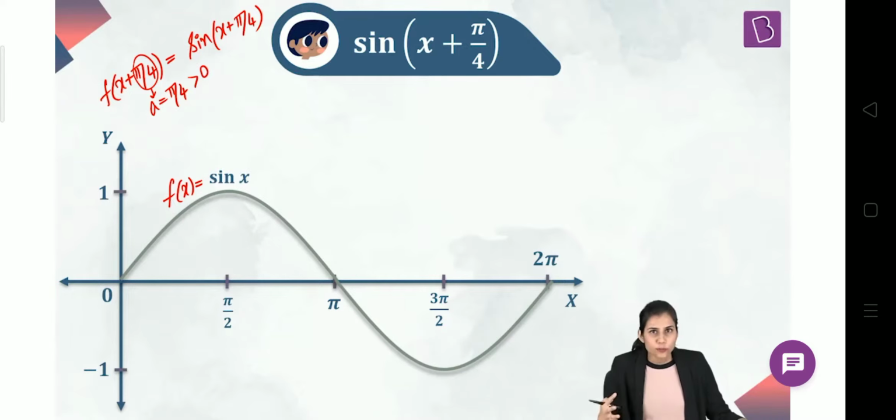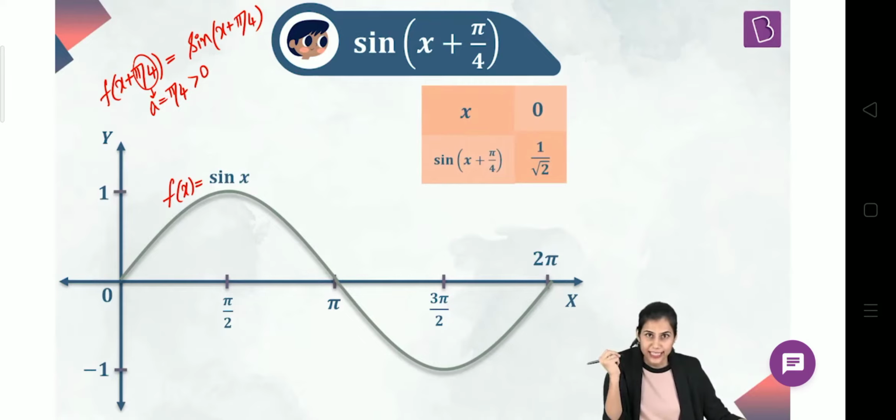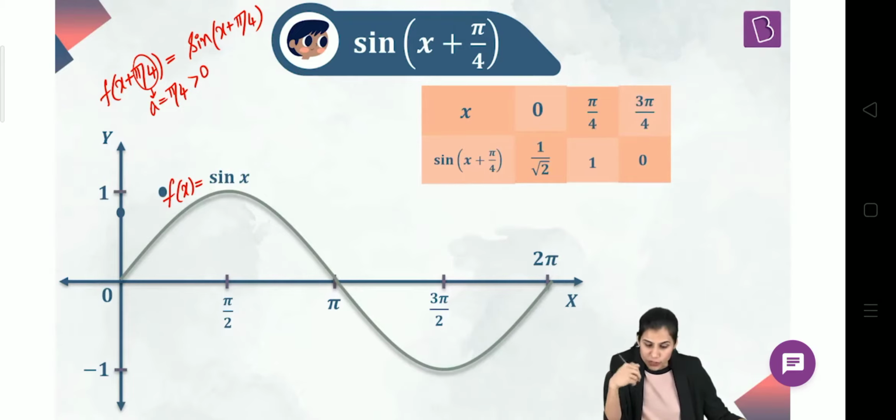I'm going to plot a few points, then join those points to get this graph. So let's begin. If I take x as 0, sine of x plus pi by 4 becomes sine pi by 4, which is 1 by root 2, giving me the point 0, 1 by root 2. Next, I take x as pi by 4. So I get what? Sine of pi by 4 plus pi by 4, which is sine pi by 2, which is 1. Next, I take x as 3 pi by 4. So that gives me sine of 3 pi by 4 plus pi by 4, which is sine of 4 pi by 4, which is sine pi, which is 0.